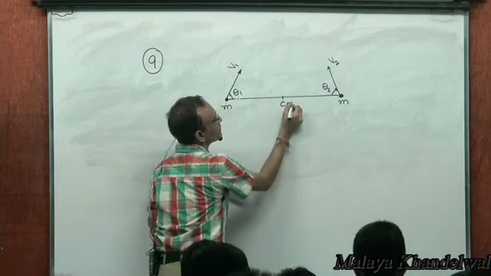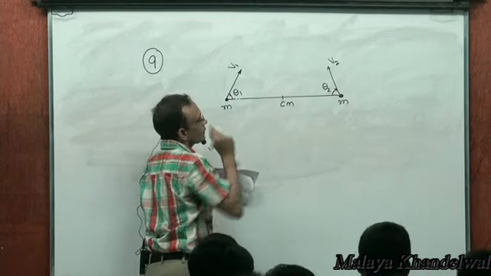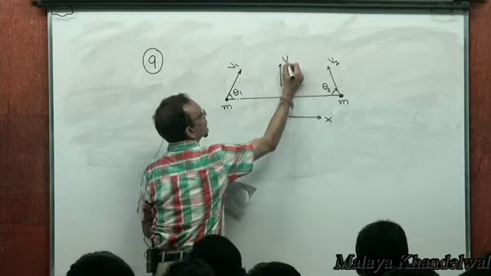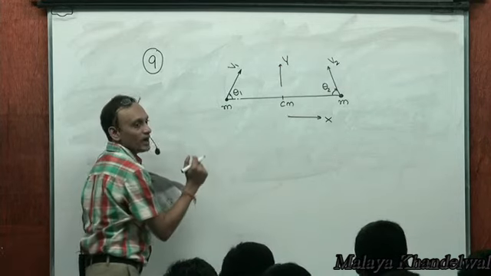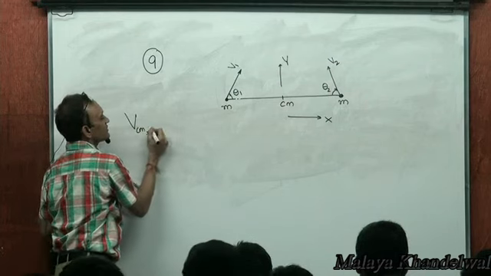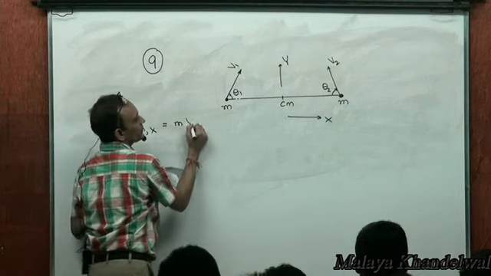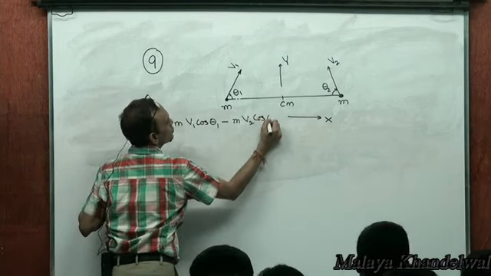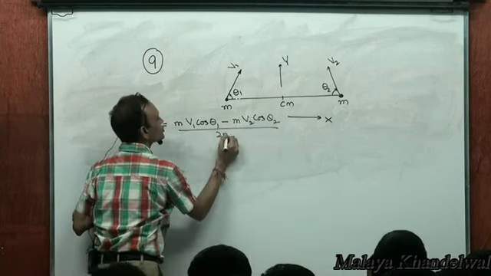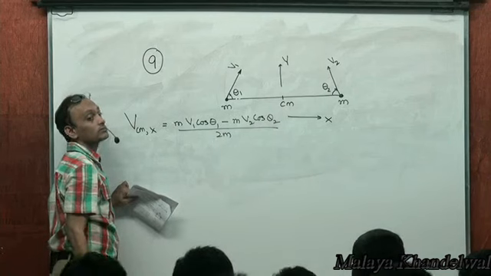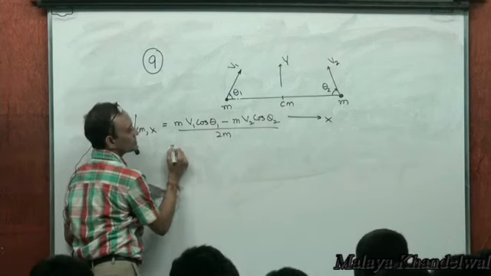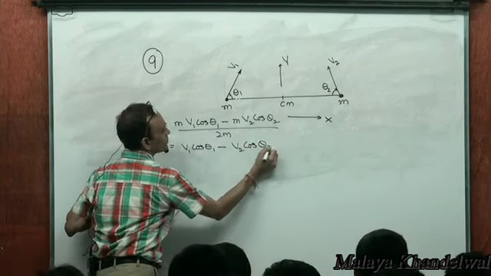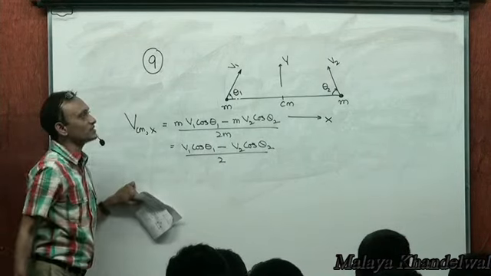They have a center of mass somewhere here, right? And let's say this is the x direction and this is the y direction, right? The center of mass in the x direction has a velocity which is what? m into v1 cos theta 1 minus m into v2 cos theta 2 divided by 2m. That's the velocity of the center of mass in the x direction, right? Which is like v1 cos theta 1 minus v2 cos theta 2 divided by 2. That's the velocity of the center of mass in the x direction.